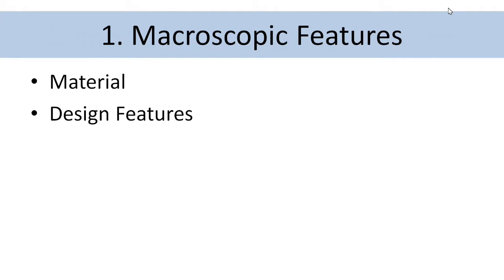So when we're looking at the macroscopic features, we look at things like the material the implant is made of and the overall gross design features. We're not looking at the microscopic design features, we're looking at the macroscopic, the gross design, what it looks like. Again, things like the pitch of the thread, depth of the thread, whether it has threads in fact, and the type of implant abutment interface. We're not going to be covering the material in any great detail in this lecture.